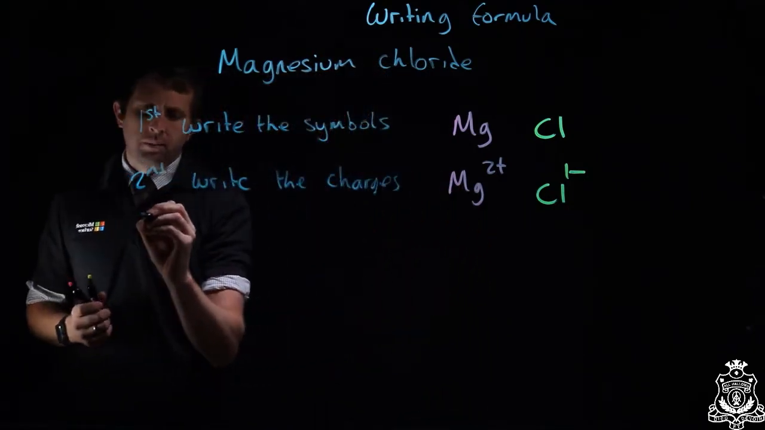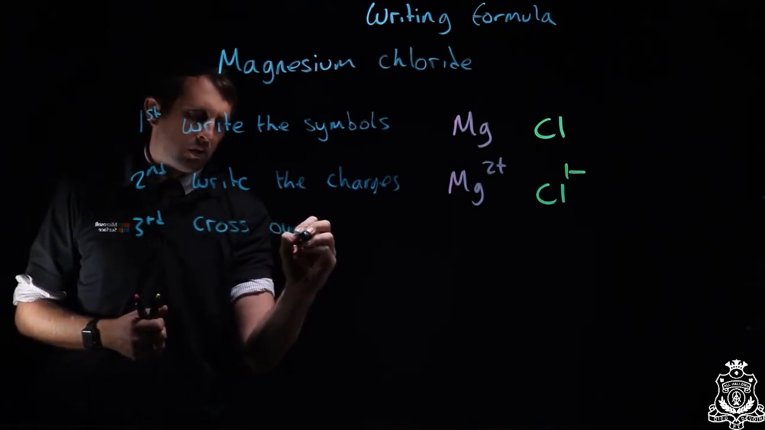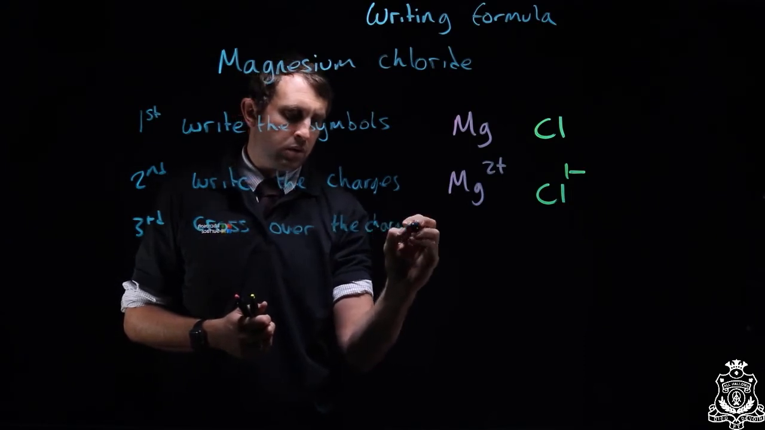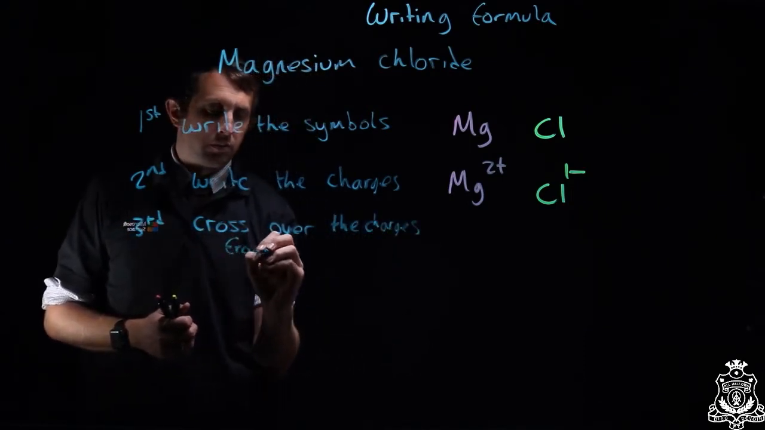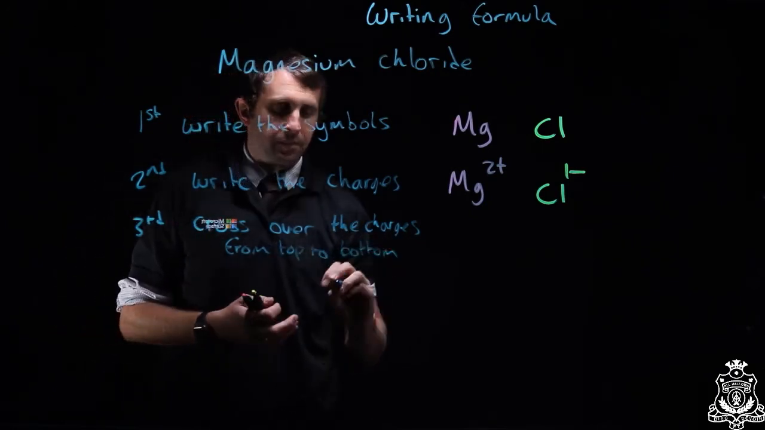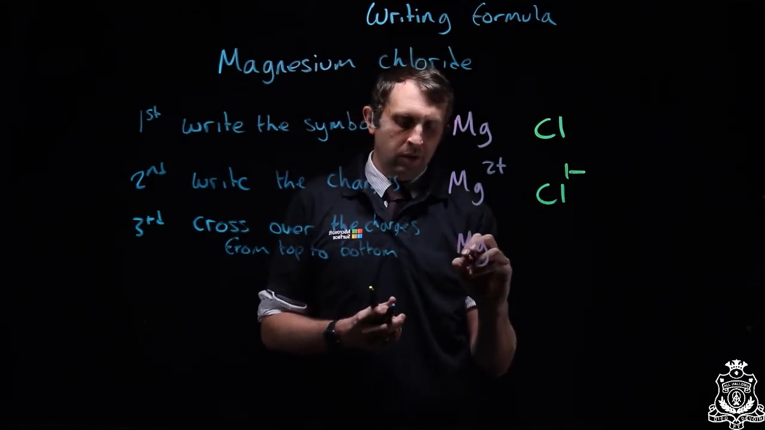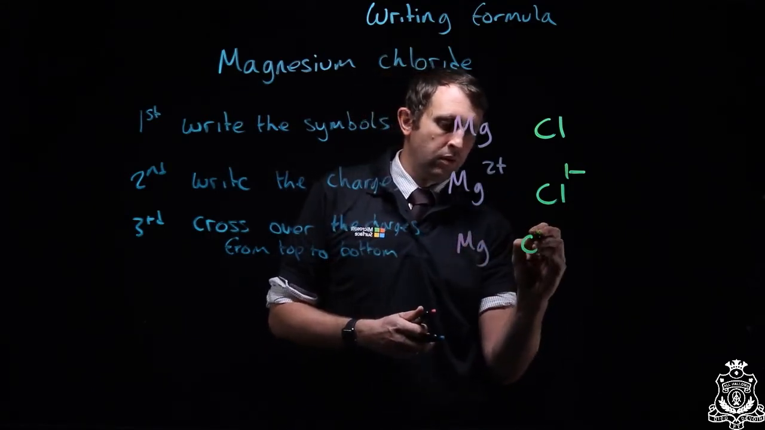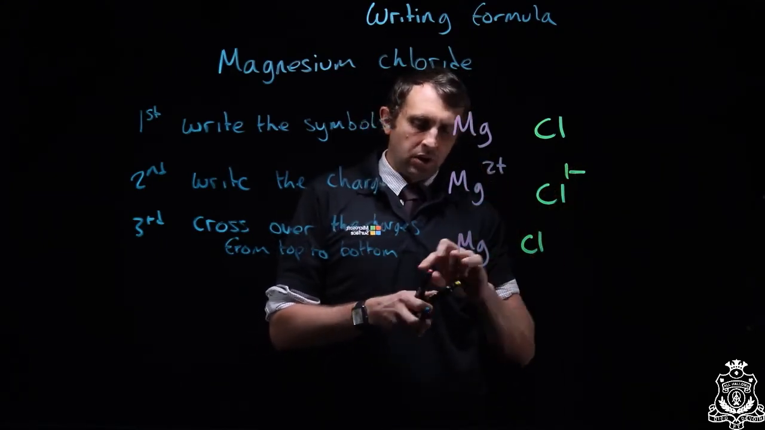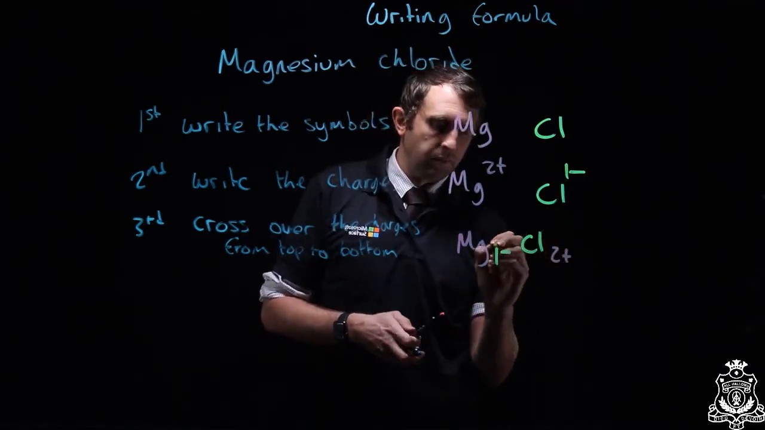Right. Number 3, we cross over the charges from top to bottom. So let's take our magnesium and our chlorine. So we swap the charges over from top to bottom. So this 2+ goes down here, and this 1 minus comes down there.